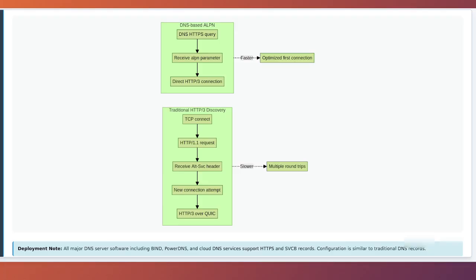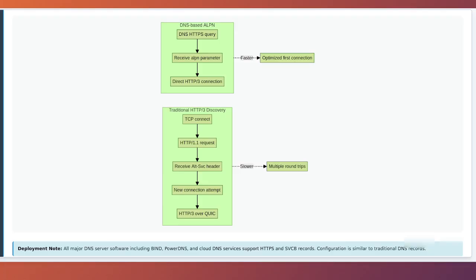Another major benefit is the ability to advertise multiple protocols with clear priority ordering. A server can indicate it supports HTTP/3, HTTP/2, and HTTP/1.1, all in a single DNS record, with the order reflecting its preference. Clients can then choose the best protocol they support from this list. This eliminates the need for complex negotiation mechanisms at the application layer.